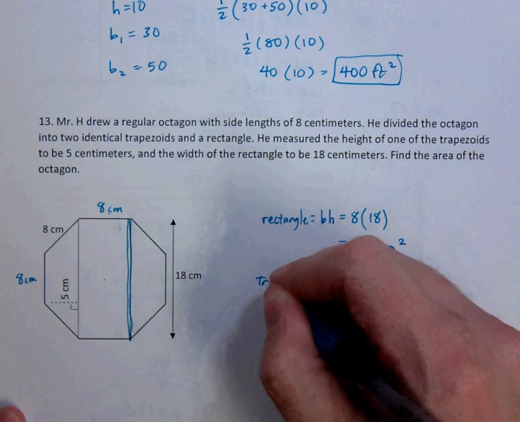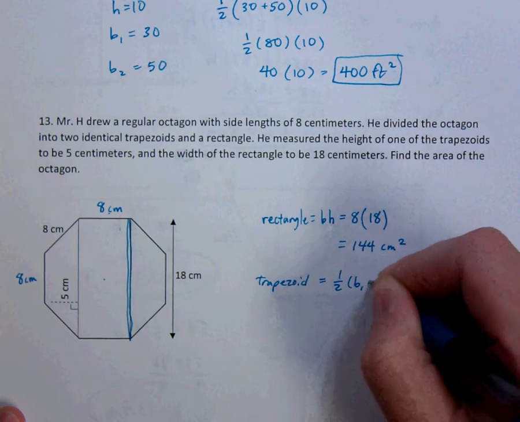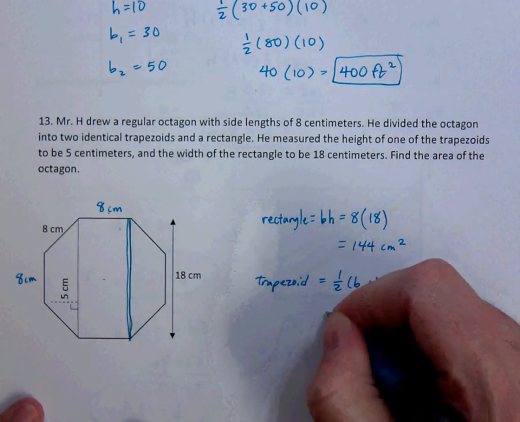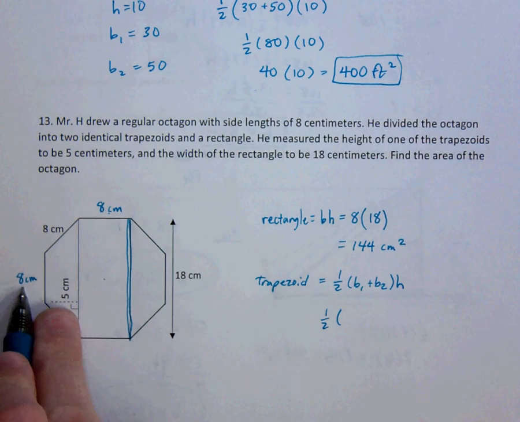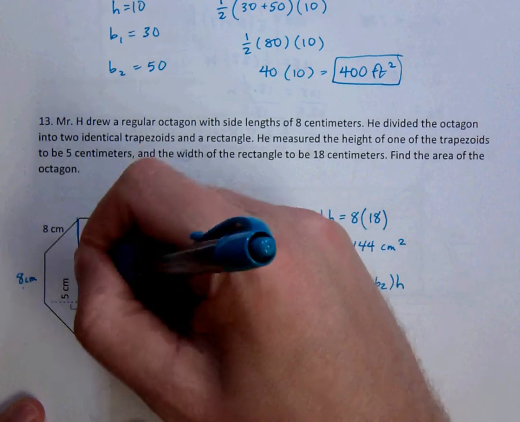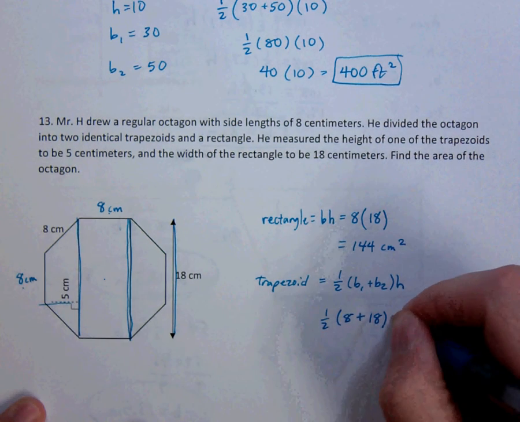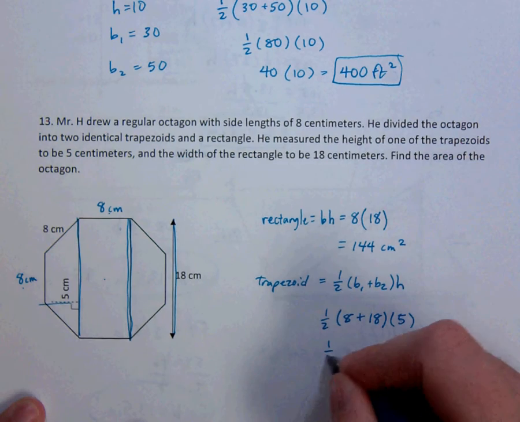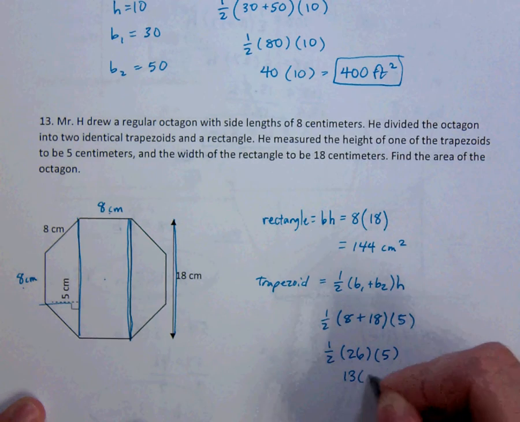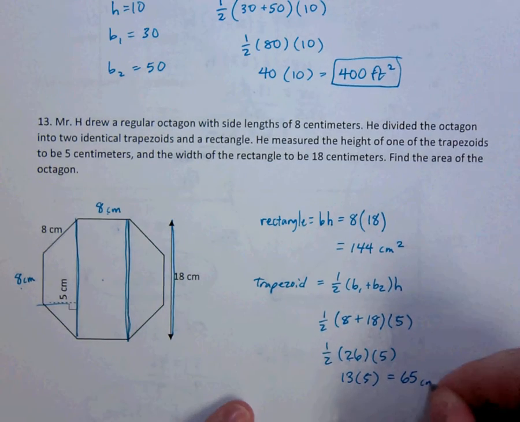The trapezoid is 1/2 base 1 plus base 2 times the height. So that's going to be 1/2 base 1 is right here, that's 8, plus 18. This whole length is 18, remember? So that's base 2, 18 times the height, which is 5. So this is 1/2 times 26 times 5, which is 13 times 5. That's half of 26, which is 65 centimeters squared.